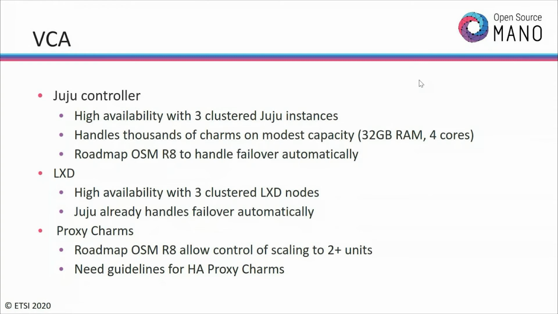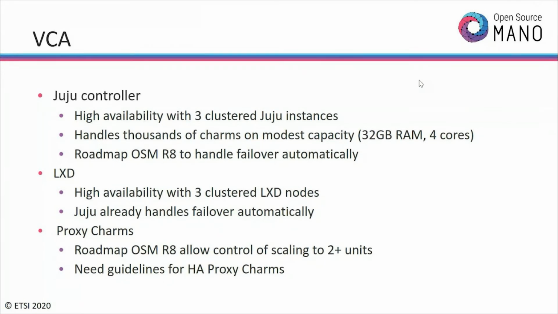Then we have the proxy charms themselves. Currently, the proxy charms cannot scale out within OSM. Juju can scale proxy charms, but OSM would not recognize that scale out. So even if Juju is able to create 3 instances of the same proxy charm, OSM will still only recognize the first instance.